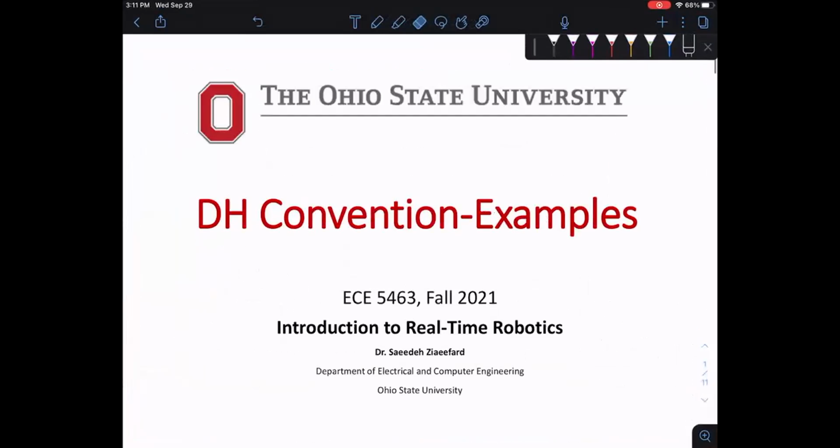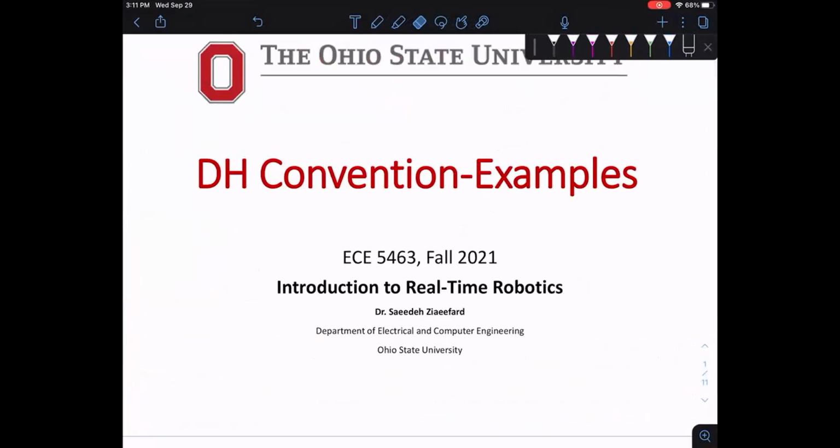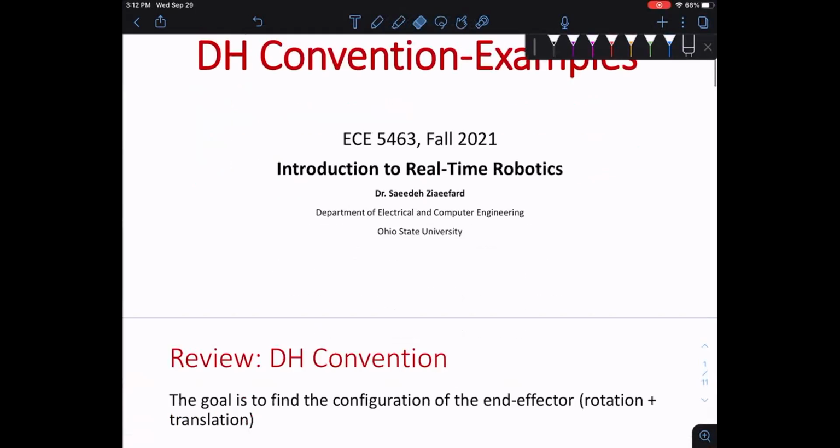All right, so we're going to solve a couple of examples of DH convention. One thing: when we used the POE method, we calculated every frame with respect to the base frame, right? In DH convention, we are finding the transformation between frame i-1 and i. As we go forward, we are finding the relationship between two adjacent frames. When we multiply, we find the relationship between base frame and end effector, right? So that's the idea behind this.